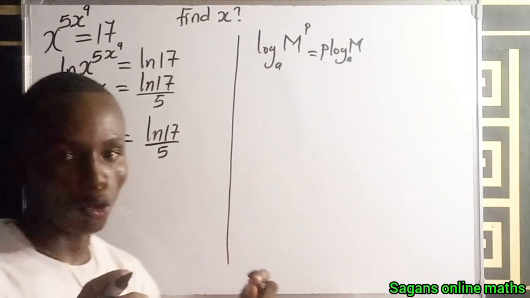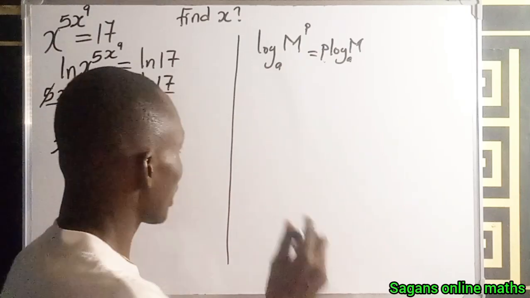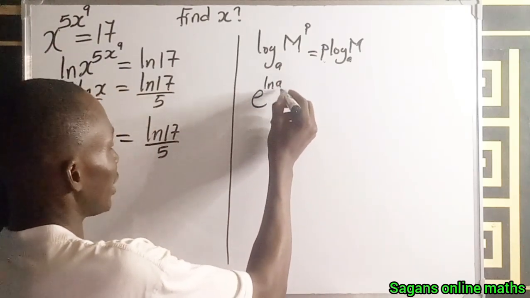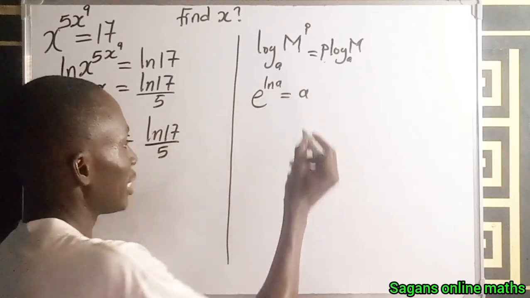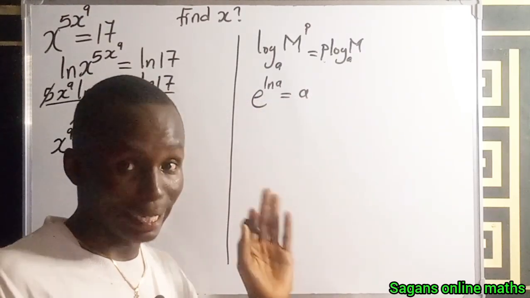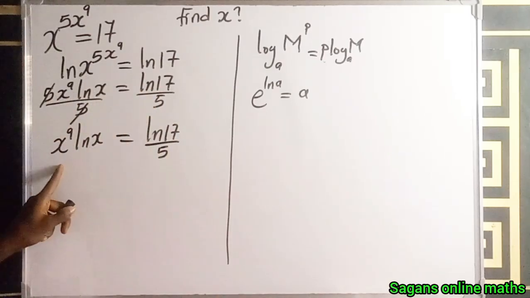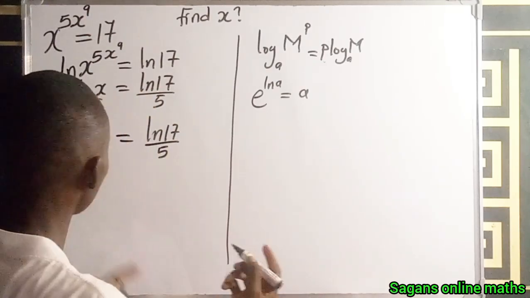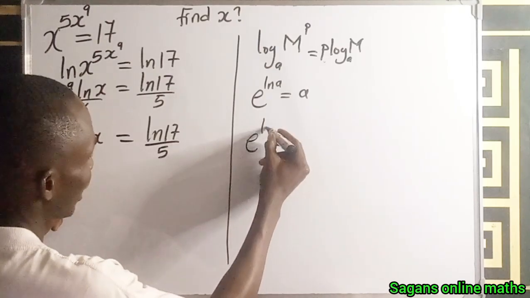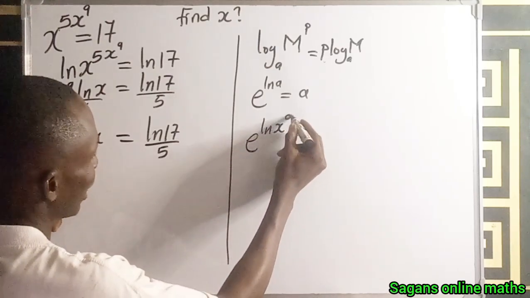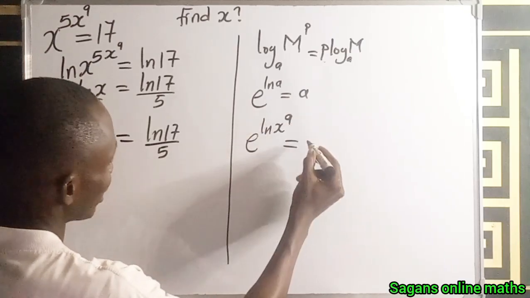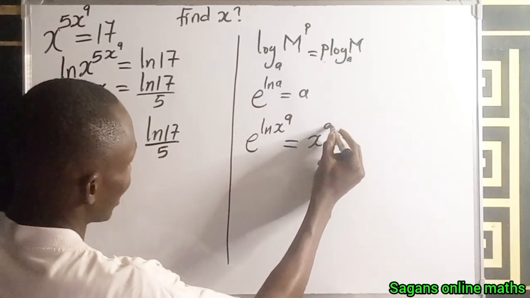Let me also draw your mind to one of the properties of logarithm, that e to the power of ln a is equal to a. This is one of the properties of logarithm, and it also helps us a lot in this question. At this point, we are not wrong if we decide to write this as e to the power of ln x to the power of 9, which is the same thing as x to the power of 9. Take note, this is 9.